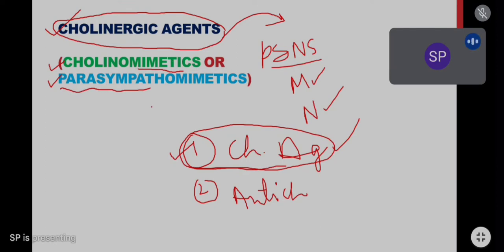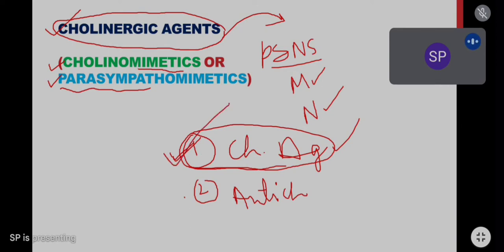So these basic terms you should not forget. These terms are very important for second year students. That's why I am focusing on each and every term. Anyways, so we understood what a cholinergic agent is. In cholinergic agents, we have cholinergic agonists and anticholinergics, or cholinergic antagonists, also we can say. Anticholinergic drugs are also called cholinergic antagonists or anticholinergics. So in today's class, we will deeply understand cholinomimetic agents or parasympathomimetic agents or cholinergic agonist agents.